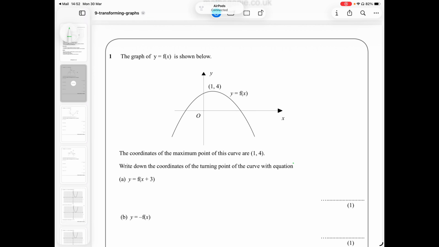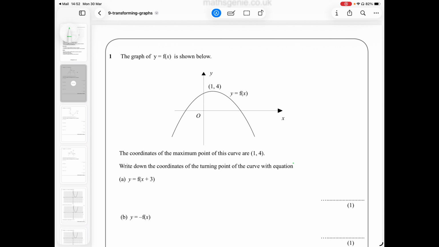Shown below. And all we know about this is that the turning point, i.e. the maximum point, is (1, 4). Coordinates of the maximum point of this curve are (1, 4). Write down the coordinates of the turning point of the curve with the equation f(x + 3).